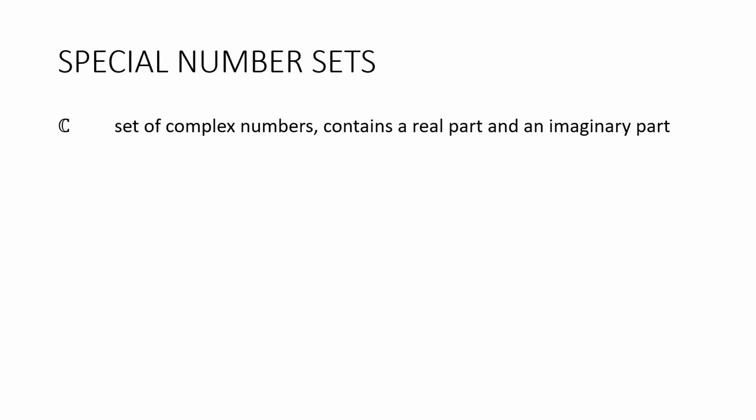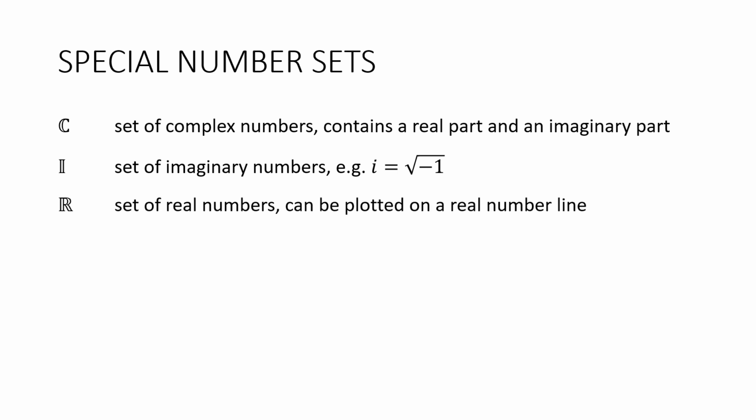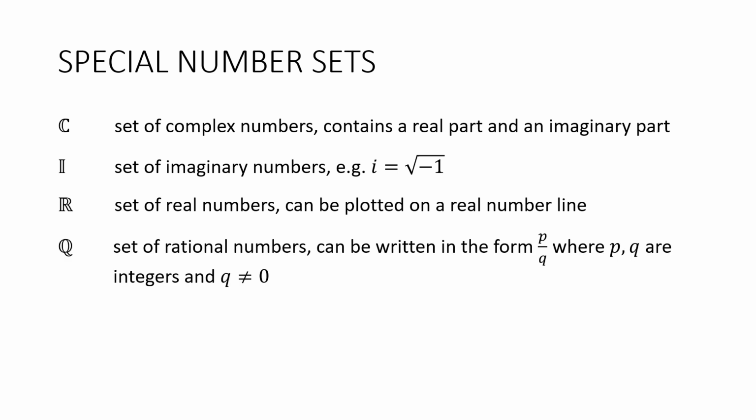So C is the symbol that we give to the set of complex numbers. Complex numbers will contain a real part and an imaginary part. I is the set of imaginary numbers. And for example, lowercase i is equal to the square root of -1. R is the set of real numbers, which means that they can be plotted on a real number line. Q is the set of rational numbers. They can be written in the form p over q, so as a fraction, where p and q are integers and q is not equal to 0.